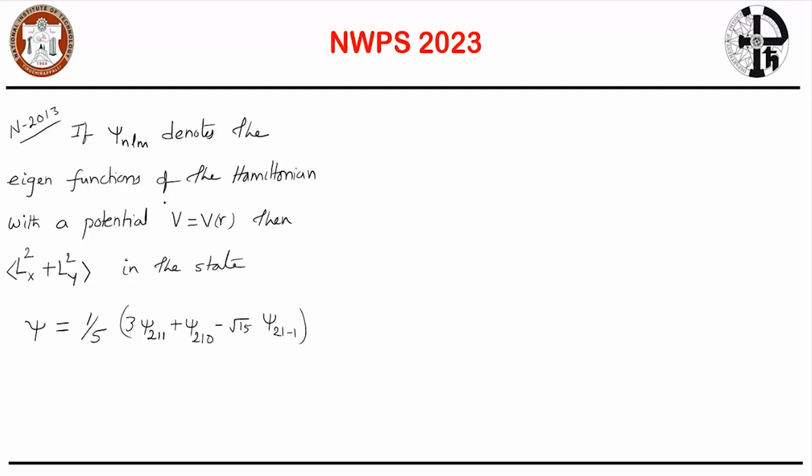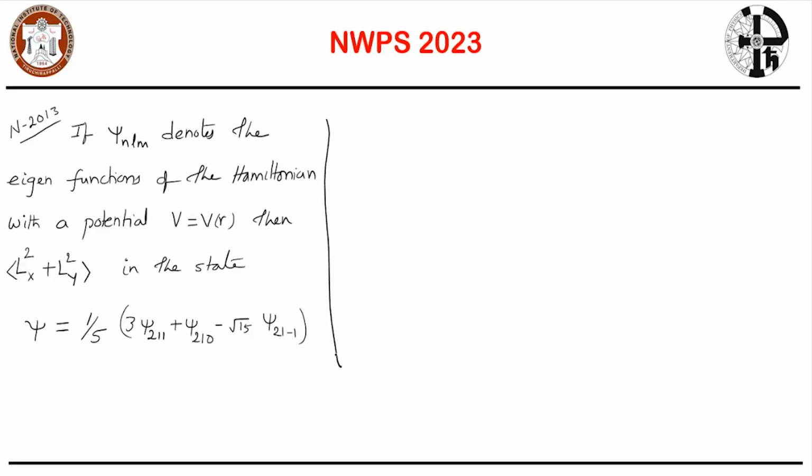Okay, let's move on. If psi n l m denotes the eigenfunctions of the Hamiltonian with the potential V equal to this, then find the expectation value of this in the state psi. This is very easy, but you have to do it.